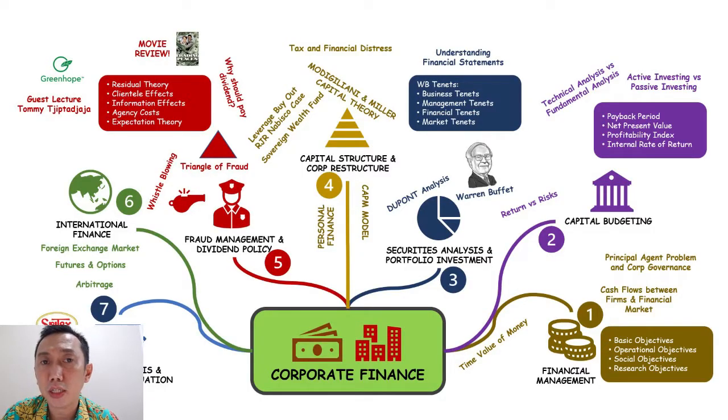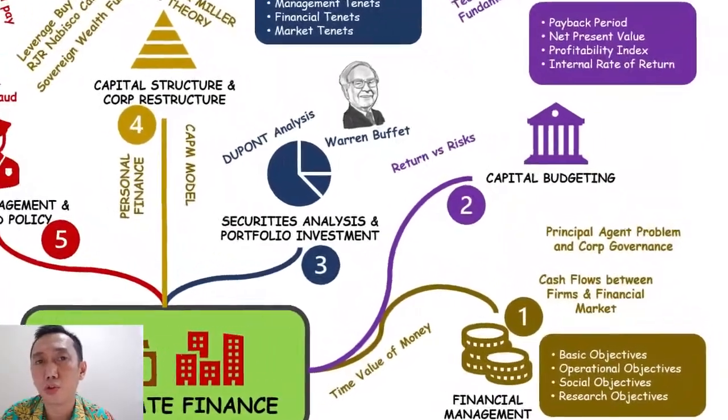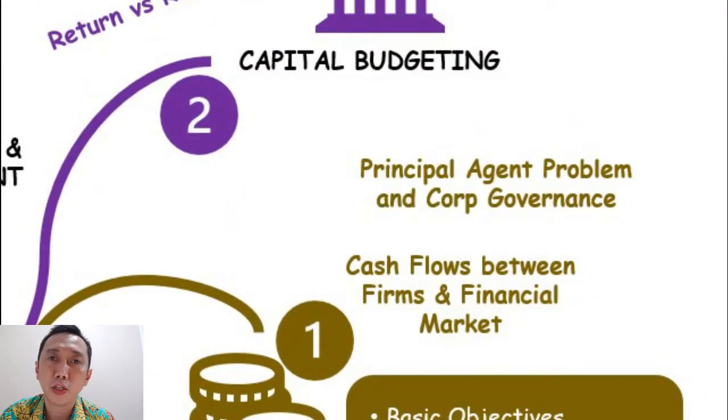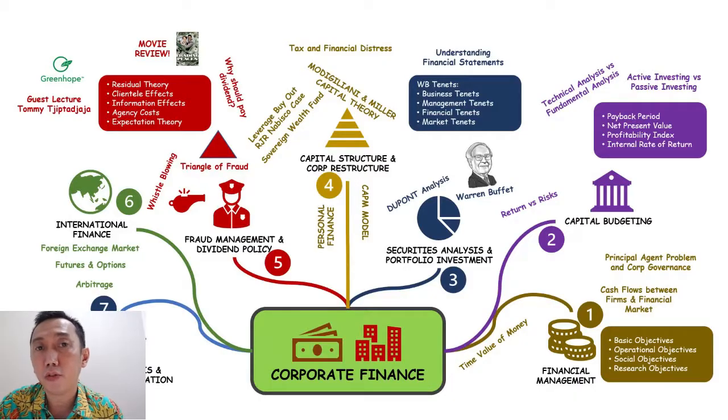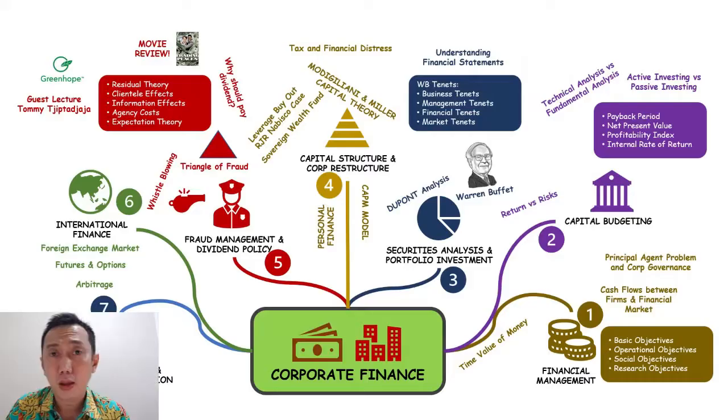Within this financial management, we also learn about the cash flow structure between the firms and the financial market, how the cash flow from the financial market goes to the firms, and then the firms will retain the cash flow. And then from the cash flow, the firm will pay in the form of dividends, and besides the dividends, the firms are also paying taxes to the government. And moreover, behind those numbers, there are potential principal agent problems that present the potential conflict of interest between the BODs, the management, and the shareholders.